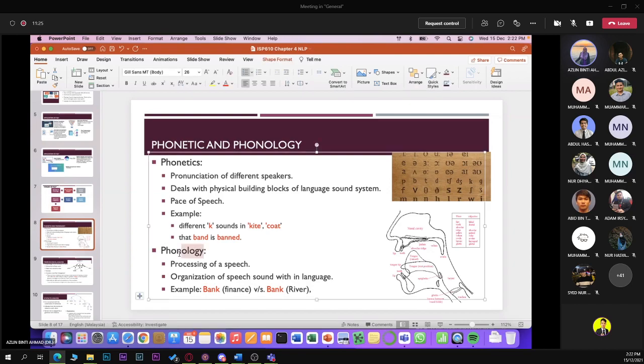And then phonology is a processing of the speech. So how can we organize the speech sound in the language? Because for example, if you mentioned bank, that bank is referring to which one? Is it the finance institution or the river? Okay. So those are the things yang kena ambil kira, especially kalau kata in the sentence, in words, mudah. Tapi kalau when it comes to speech, you need to consider all these things.